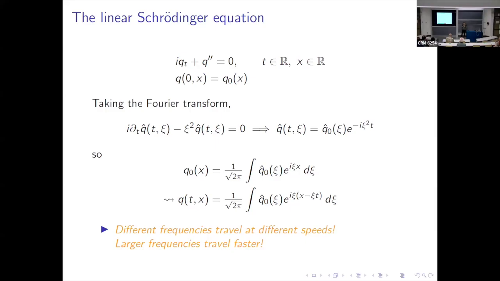So you get the profile of your solution maintained, just traveling in space. This is not what happens here. Different parts travel with different frequencies, travel with different velocities. And this is the formal actual definition of dispersion. Large frequencies travel faster, okay?